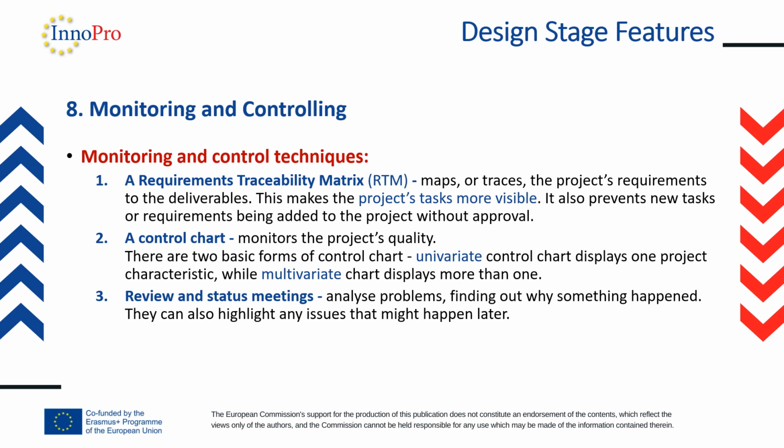It means monitoring the project quality. We generally recognize two basic forms of control chart. First is the univariate control chart, which displays only one project characteristic. The second one is the multivariate chart, which displays more than one project characteristic. And of course, it is very important to hold reviews and status meetings. It means deeply analyzing problems and finding out why something happened. That can also highlight any issues that might happen later.